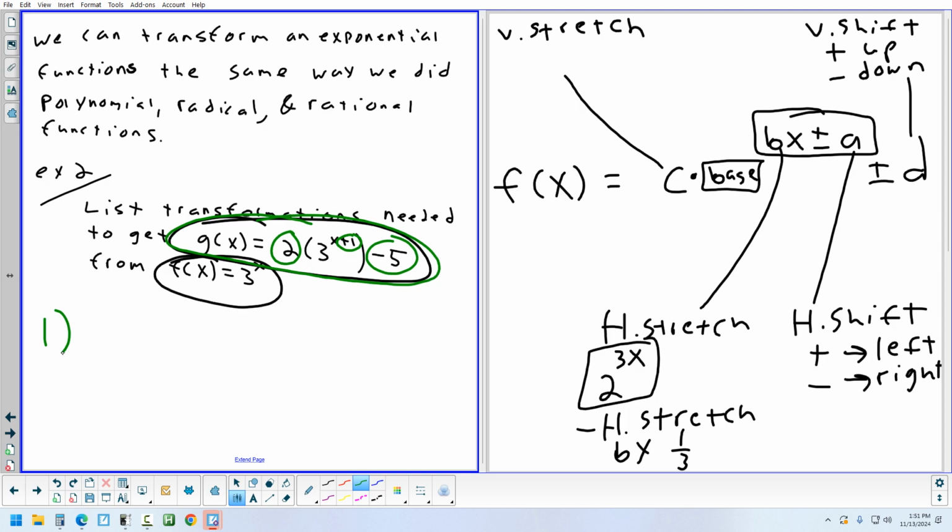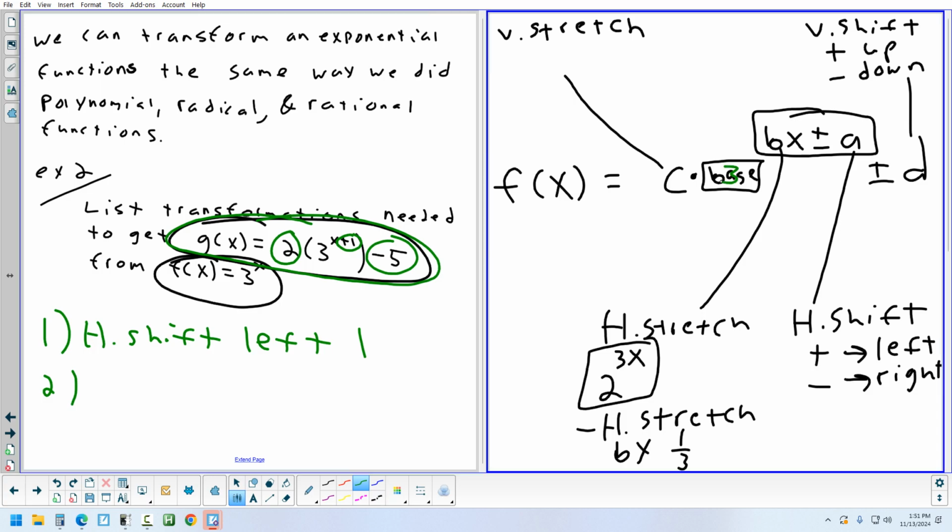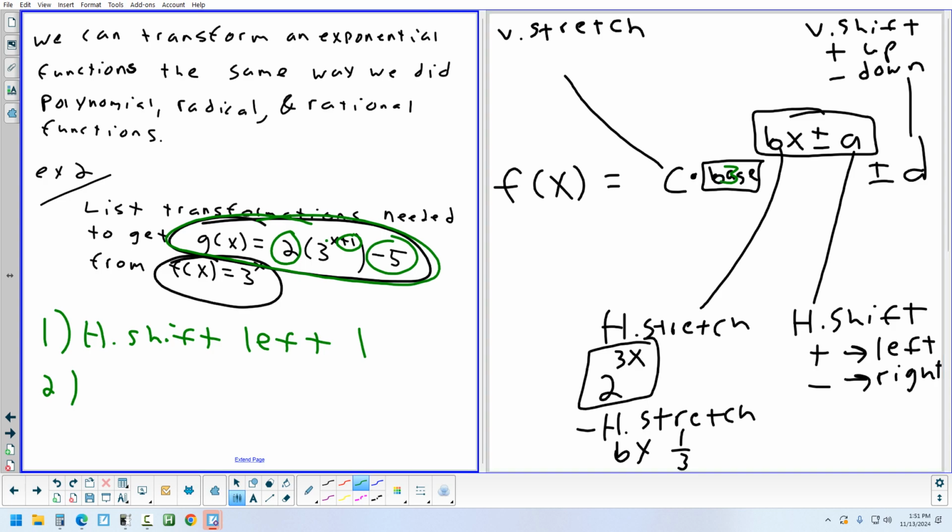Is there a number in the A? Yes. Horizontal shift. Left, how many? Left 1. Is there a number in the B? What number is in the B spot? No, 3 is your base. There's nothing. B is the number that's in front of x. In this case, it's just a 1.